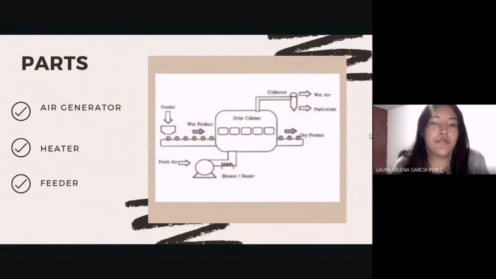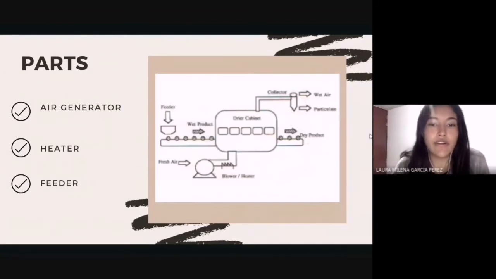Okay, so the basic configuration of a dryer must have an air generator system, a heater, and a feeder. The air generator system allows air to enter at different flow rates. Electrical resistances are used together with a series of nickel and chrome to generate heat. Dryers must have a heater.